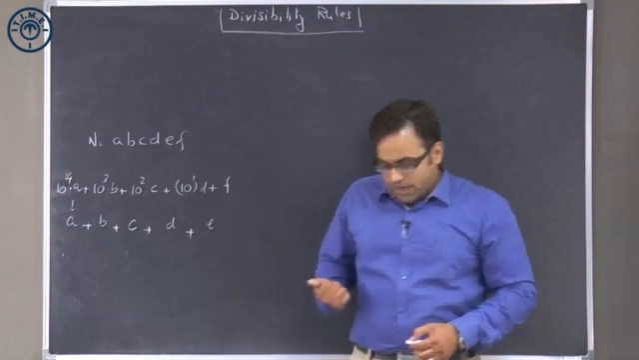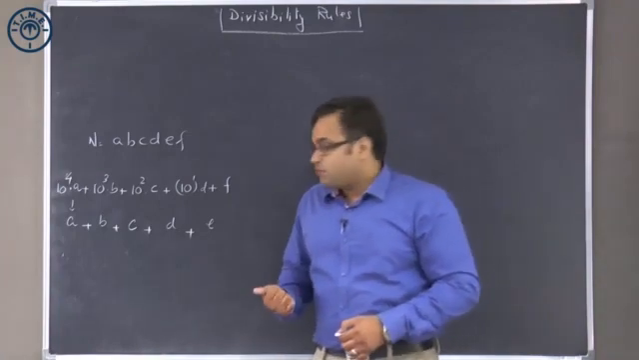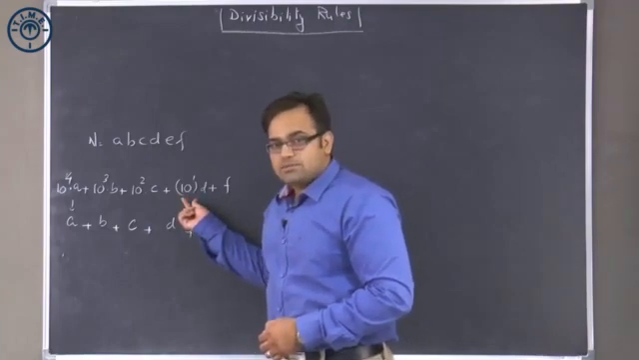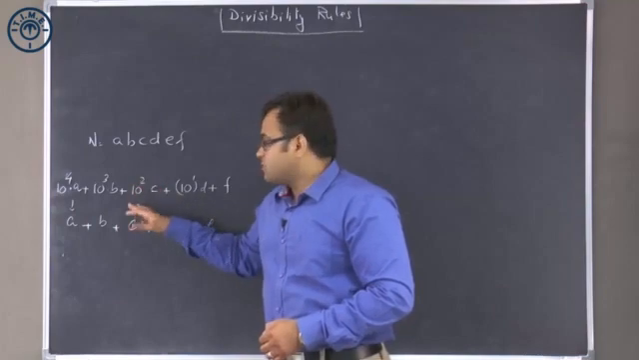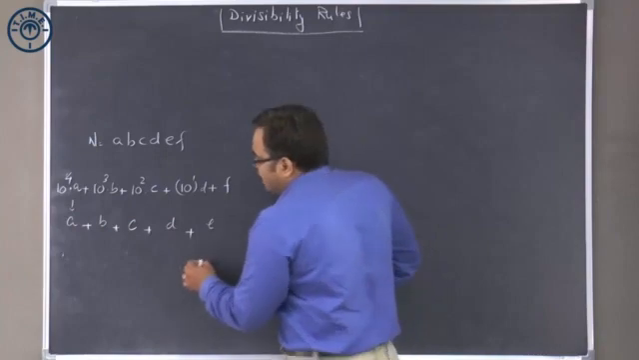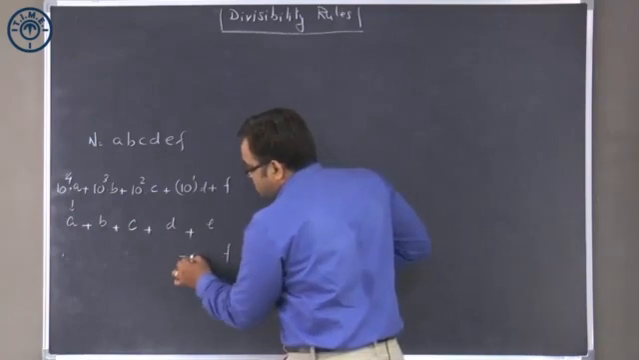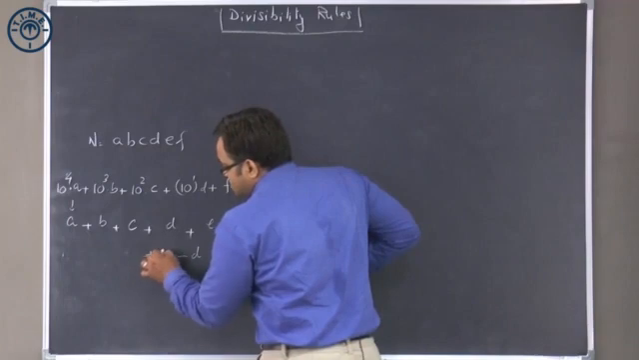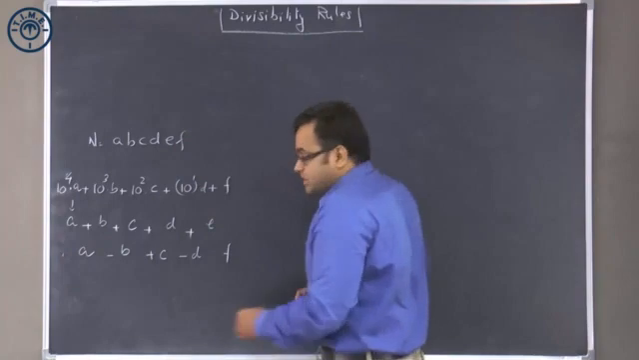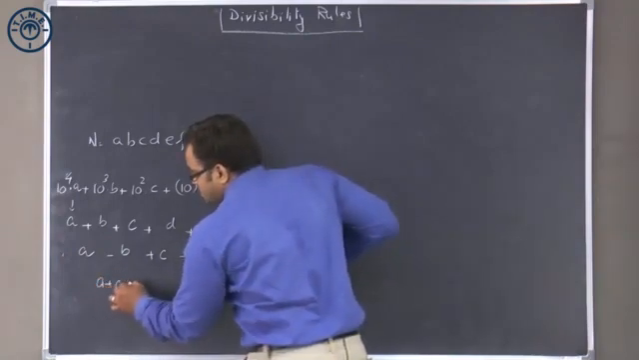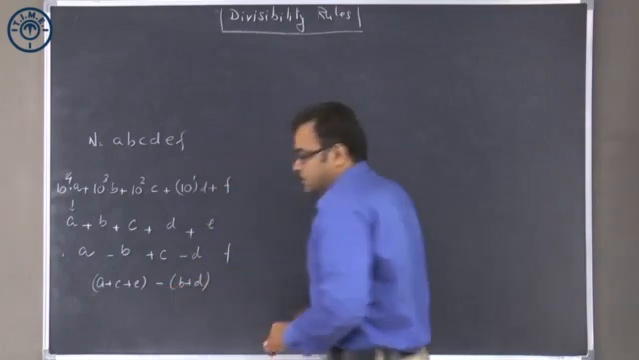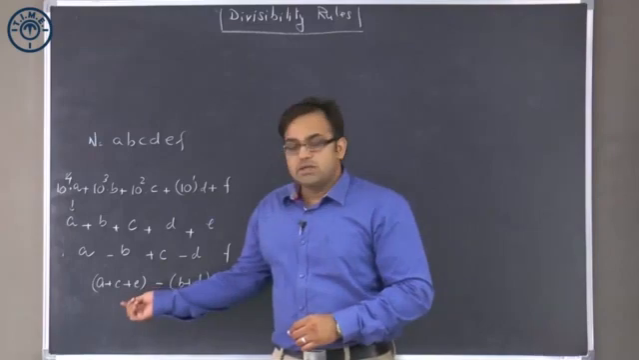Let us say I am looking at the divisibility rule for 11. For 11, what will happen is 10 divided by 11, the remainder will be minus 1. 10 squared, minus 1 squared will become plus 1. This will be minus 1. This will be plus 1. So effectively, I will have f minus d plus c minus b and a, which can be rewritten as A plus C plus E on one side minus B plus D on the other side, which gives us the divisibility rule for 11.